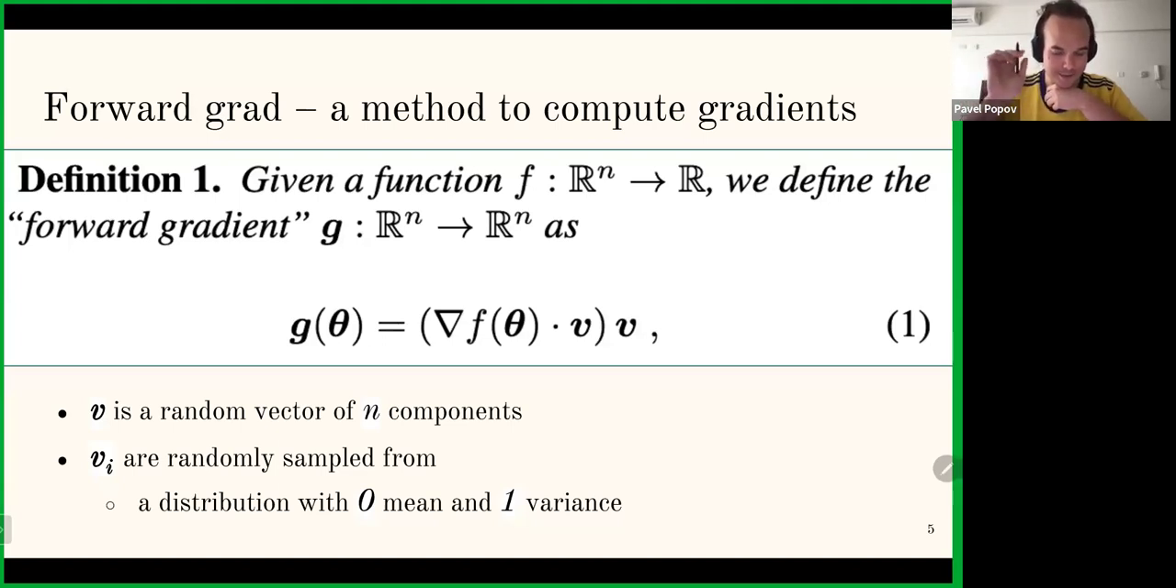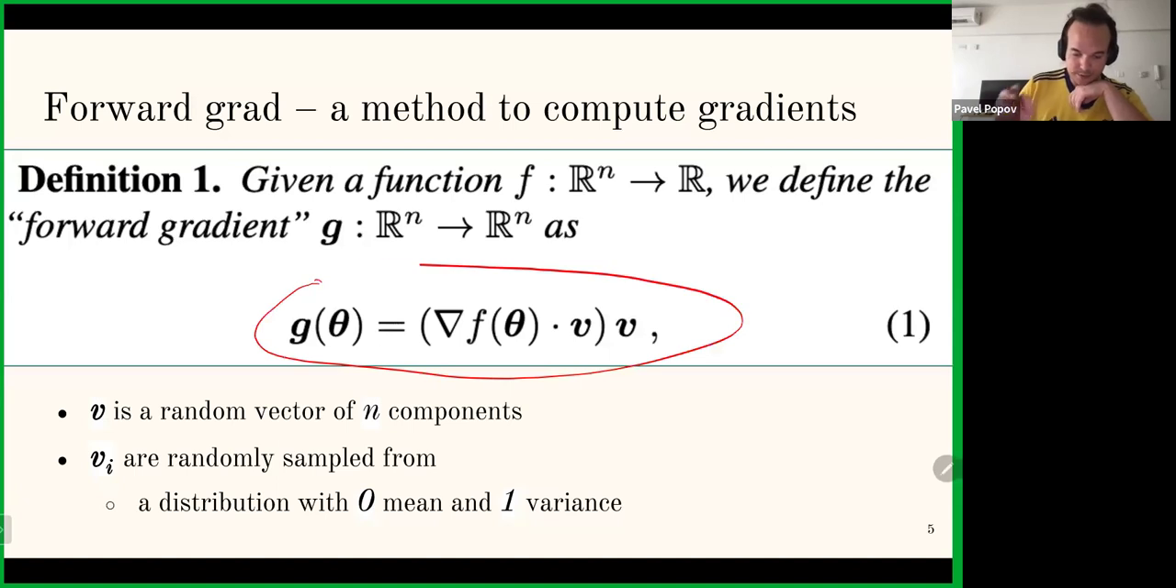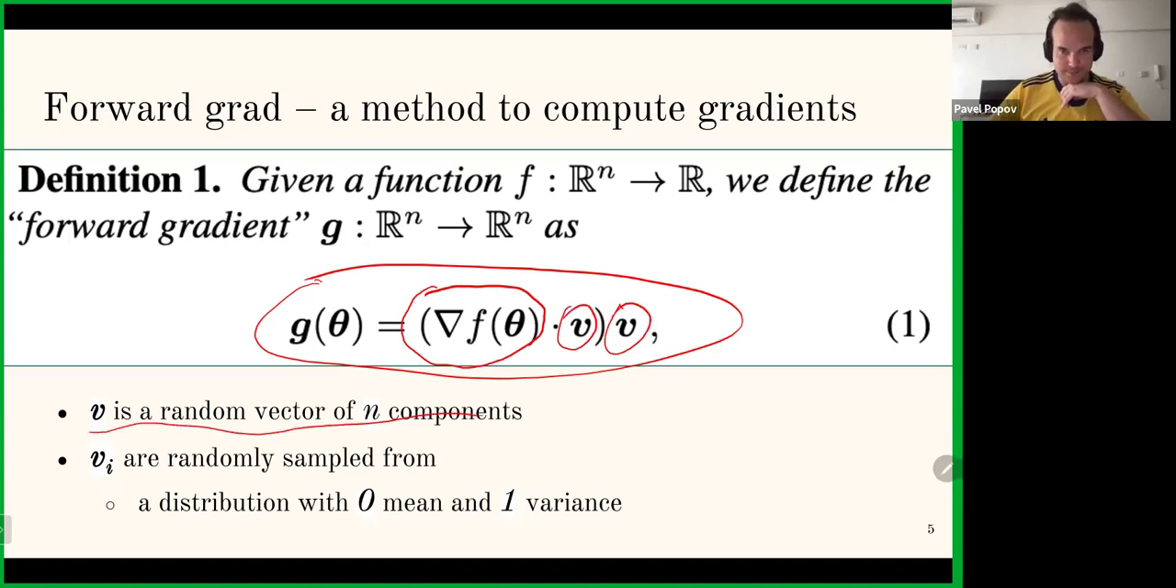So here you see its definition. This is the expression for forward gradient. You can see the true gradient here and some vector v. v is a random vector. Okay, let's see.